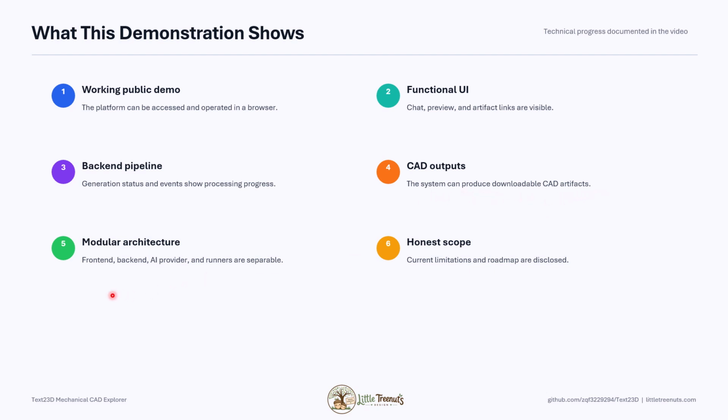And we have shown modular architecture: the front end, back end, AI provider, and the runners, all of them separable. And also we have shown the honest scope: the current limitations and also the roadmap for the future are all disclosed.